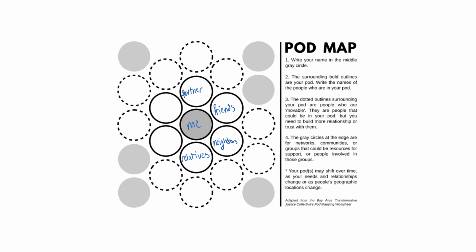From here, we move on to the dotted circles, where you will put the names of people who are just outside of your pod, but can be moved into your pod with some conversations and some effort. These are people that you may not have approached with your idea, but who you think would nonetheless be interested in helping. In the first circle, I've put coworkers.